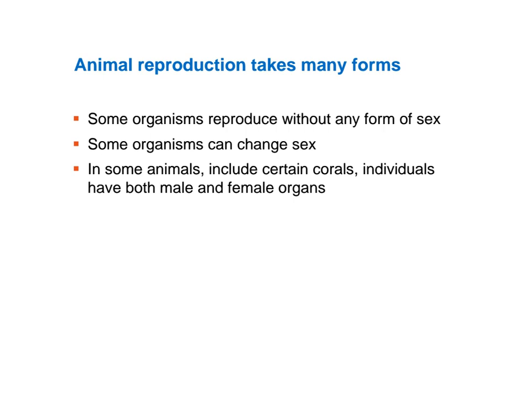Some organisms reproduce without any form of sex. Some organisms can change sex, and in some animals, including certain corals, individuals have both male and female organs.